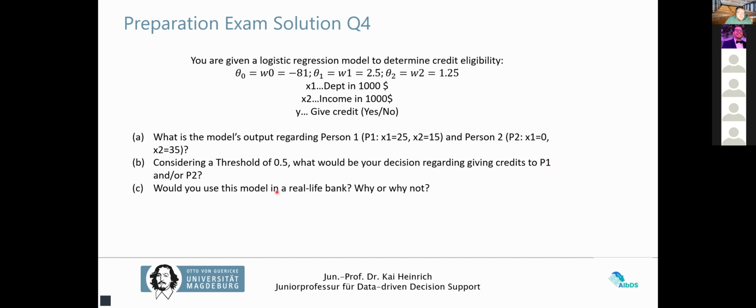And you just have to decide based off a threshold. So you see, I also give you the threshold, so there are no mistakes that you can make. A threshold: what would your decision be on giving a credit? So, yes or no. And yeah, that's it.